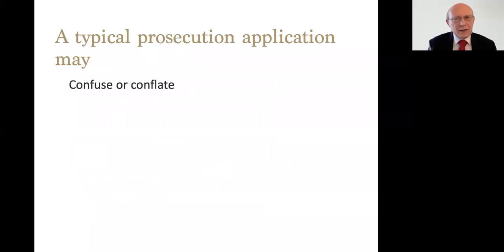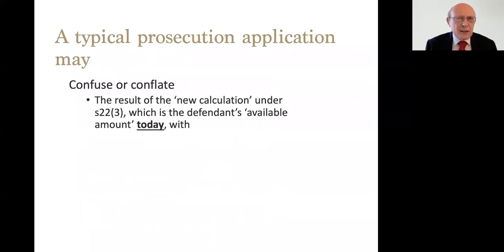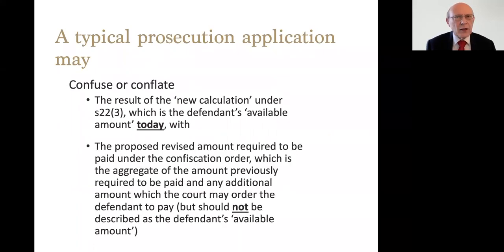Perhaps most importantly, the prosecutor's application may confuse or conflate the result of the new calculation under subsection 3, which is the defendant's available amount today, with the proposed revised amount required to be paid under the confiscation order. And that's going to be the aggregate of the amount previously required to be paid and any additional amount which the court may order the defendant to pay as a result of this application by the prosecution. But note that aggregate really should not be described as the defendant's available amount. It's not the defendant's available amount today. It's not the defendant's available amount previously.